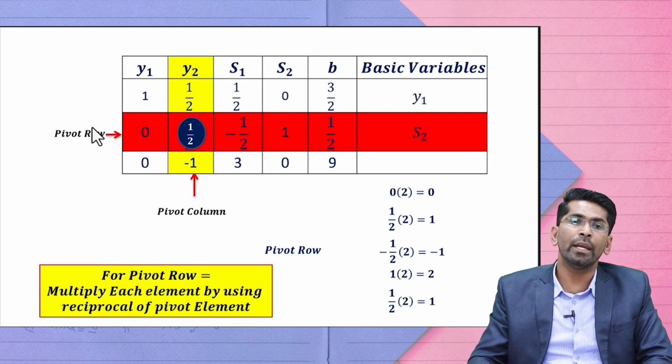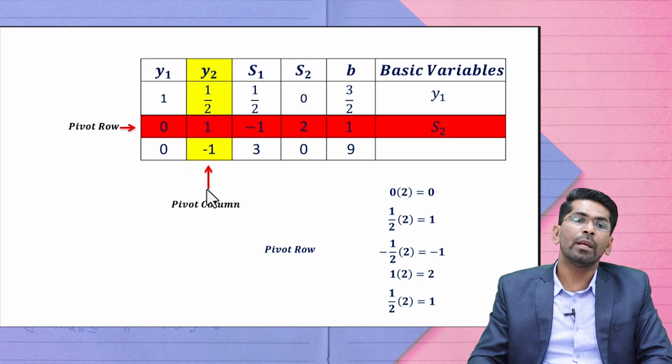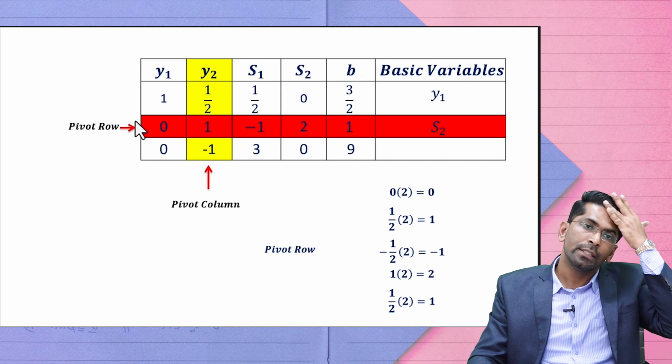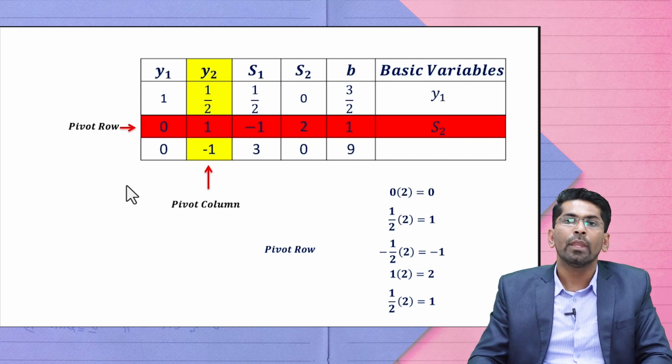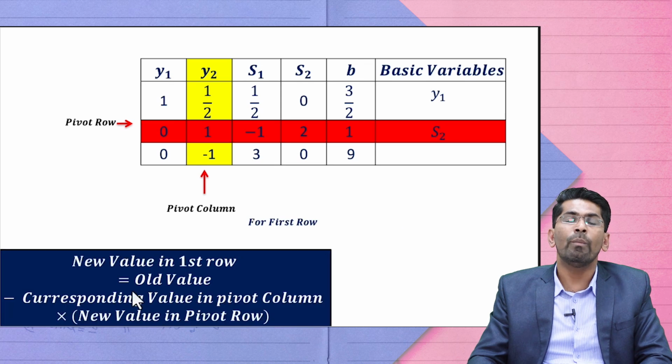Now I am going to replace the old values in the pivot row with the newly calculated values. Therefore, the pivot row will become 0, 1, -1, 2, 1. So these are now the new values for the pivot row. After finding the pivot row, now we are going to replace the old values of the first row by calculating the new value. So how do we calculate it? The old value minus the corresponding value in the pivot column into the new value in the pivot row.